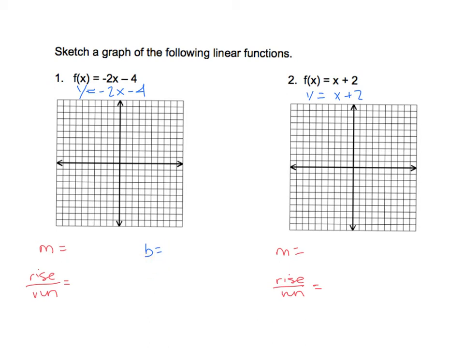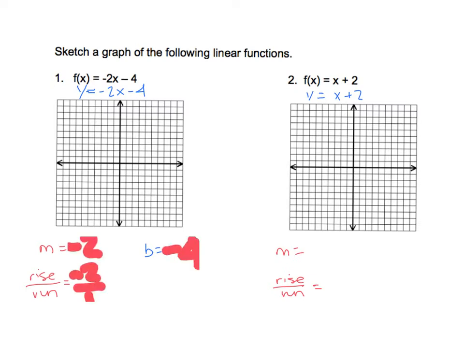Slope here is -2. So your rise over run is going to be -2 over 1, which means for rise, if it's negative, you go down. If it's positive, you go up. When you run, if it's positive, you go right. If it's negative, you go left. And then b, your y-intercept here, is at -4.